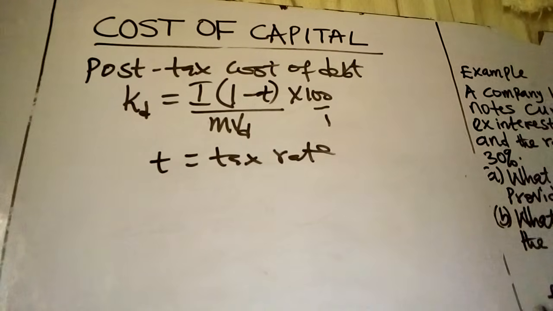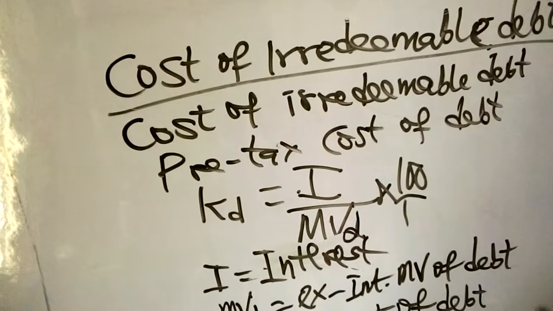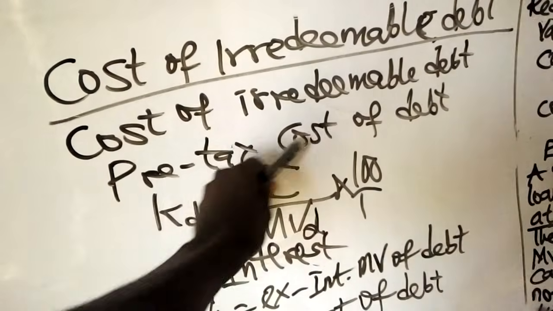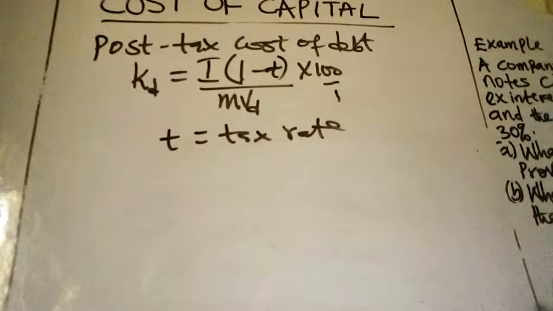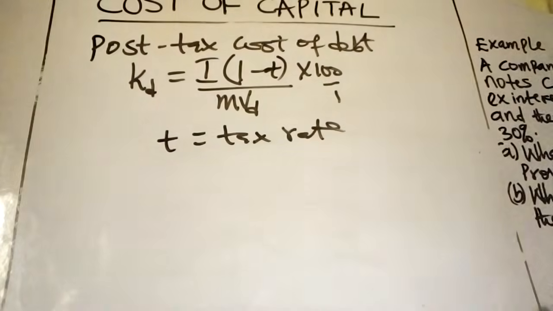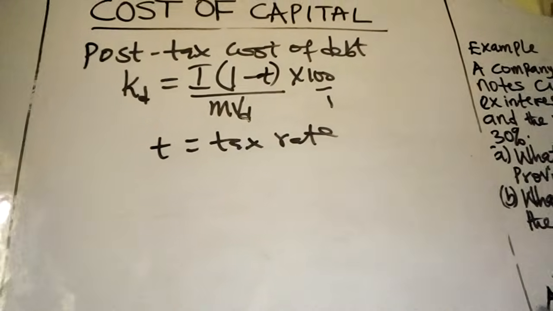So I've told you that the first formula is for calculating the pre-tax cost of irredeemable debt, while this latter one is for the post-tax cost of irredeemable debt. The T in this formula represents tax rate. What you need is the market value of debt, and MVD represents market value of debt. So we want to take a question as a worked example.